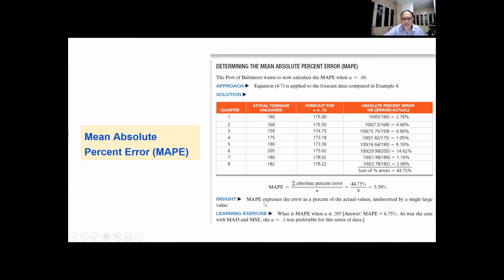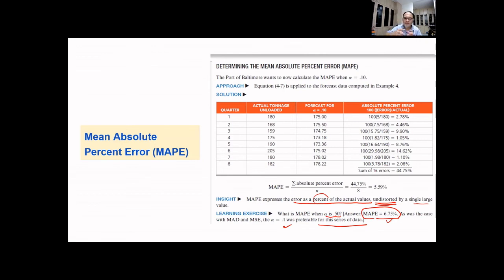Okay, so MAPE will show error as a percentage of actual values, undistorted by a single large value. So you read here, it is the error as a percent of actual values. It is not biased or distorted. Distorted means changed by a single large value. What is MAPE when alpha is 0.5? You calculate this, you get 6.7%. As was the case of MAD, MSE, alpha 0.1 was principal for this time series as well.